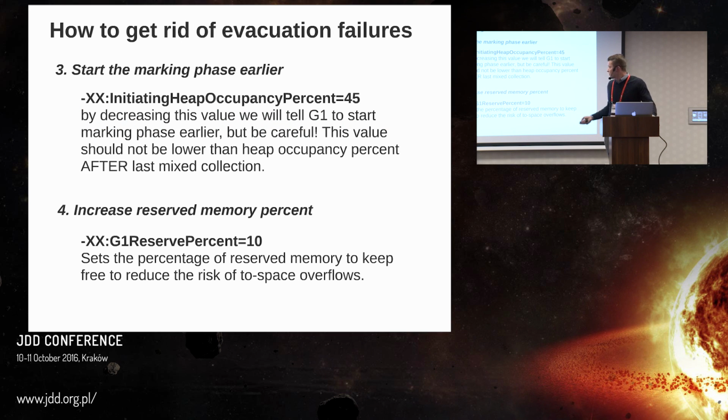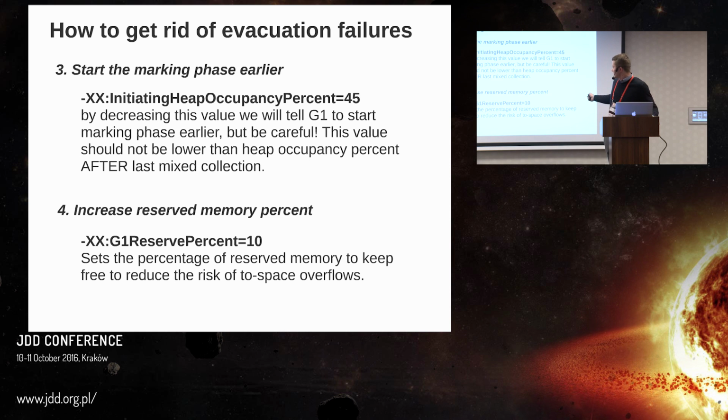Next thing you can do is to start the concurrent marking phase earlier by defining this to something that is lower. But you need to be very careful when tweaking this value, because let's say you have 10 gigabytes of heap, but your application is constantly using 5 gigabytes. It means that after running full GC, it will still use 5 gigabytes.